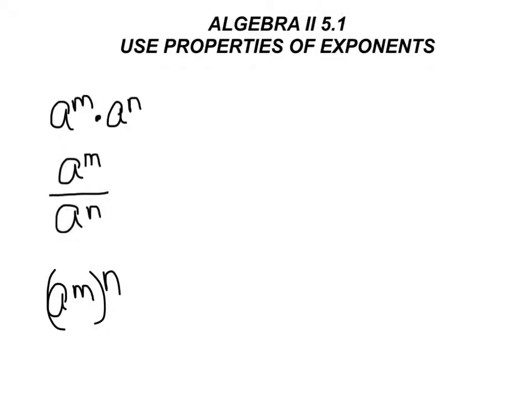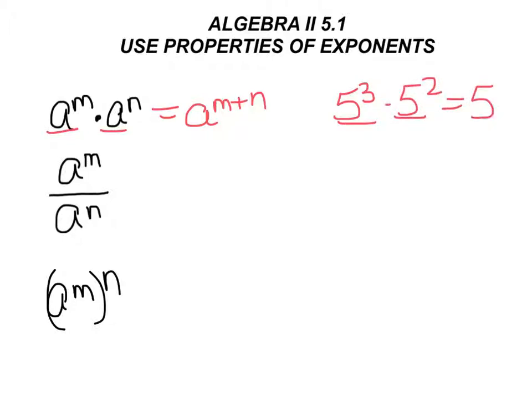Today in Algebra 2, we're going to look at using properties of exponents. In the first example, we have a to the m times a to the n. Our base number here is a. As long as you have the same base number, you will keep the base and add the exponents. An example of that would be 5 to the third times 5 to the second. We have the same base number, so you keep the base and you add the exponents. 3 plus 2 is 5.